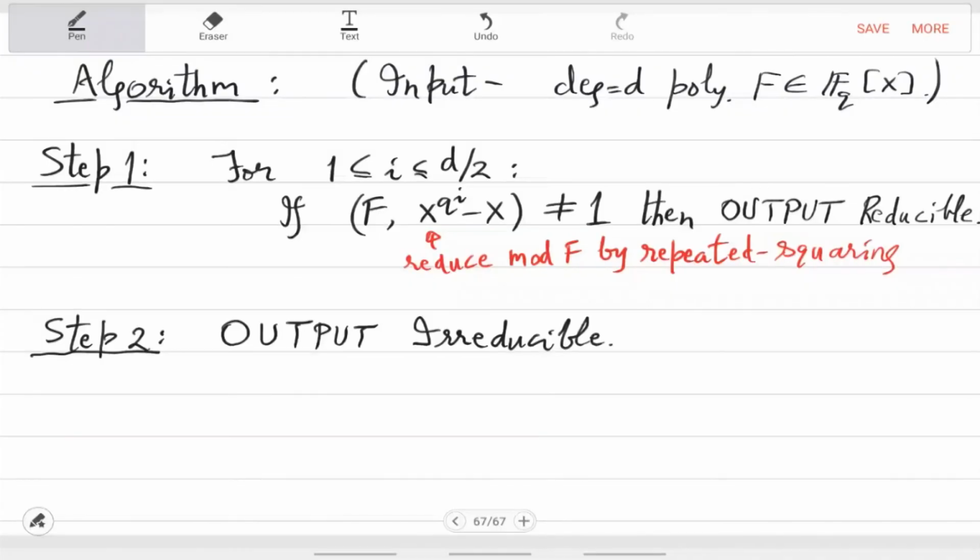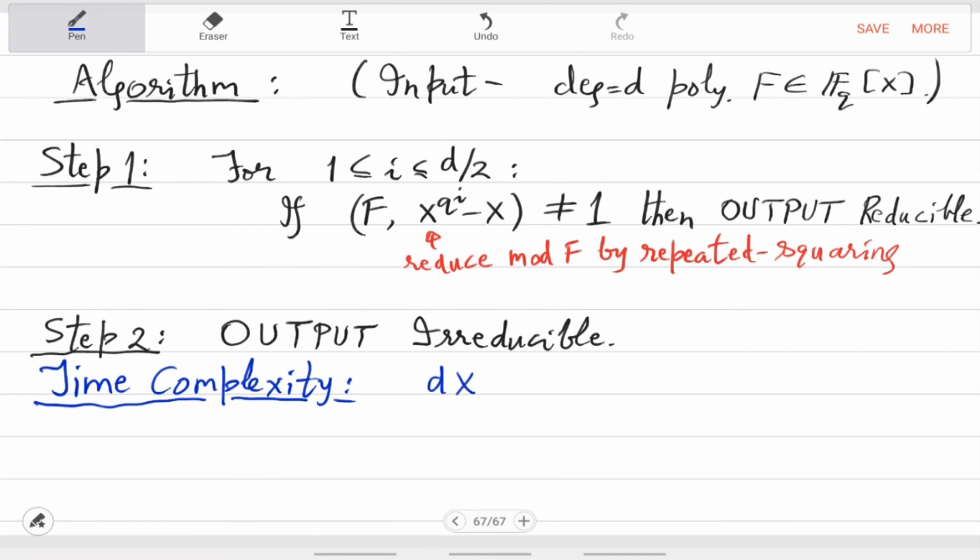Is this clear? So the proof of correctness of this algorithm should be clear by the theorem. Right? That is straightforward. It's only the time complexity that we have to analyze. So what is that? The for loop is d many times.